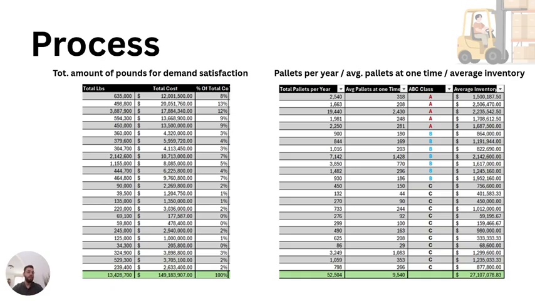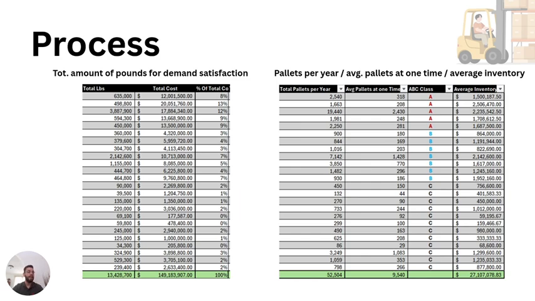Next to the total cost, we present the cumulative percentage of total cost of each of the products, which adds up to 100%. Next to it, we have the table that presents pallets per year, average pallets at one time, and average inventory. The number of total pallets per year represents the number of pallets that the materials need per year to accommodate the goods.